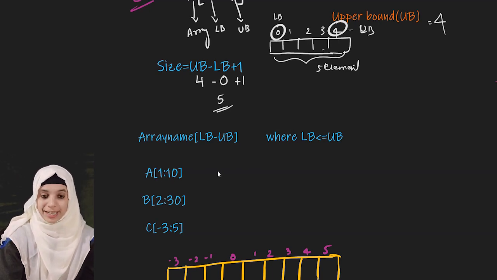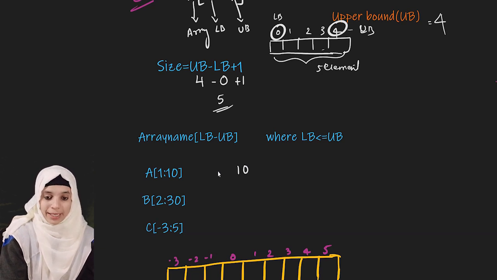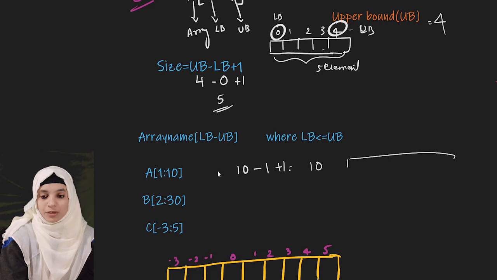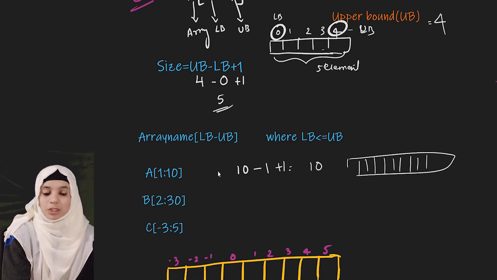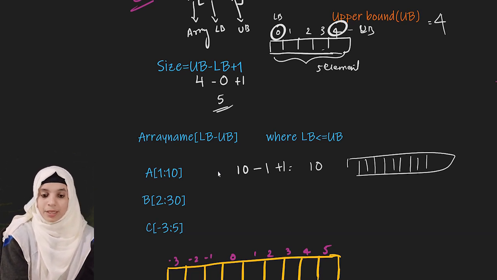Let's find out the size of the array. I have told you the upper bound is how much? 10. Minus the lower bound, how much? 1, plus 1. What is the value? It is 10. So the array will be holding 10 elements. Clear? So the next example is the B array, in which we have the upper bound value as 30.